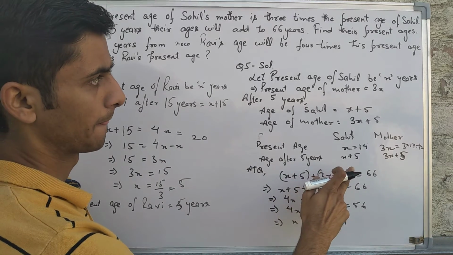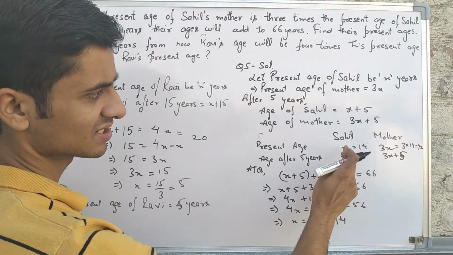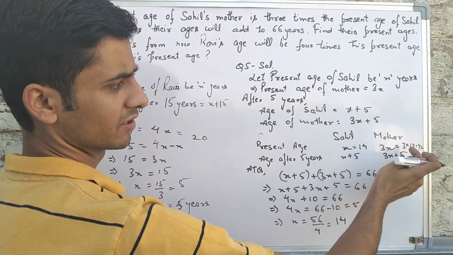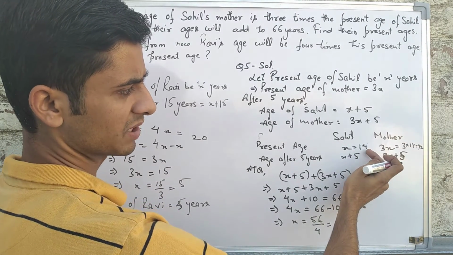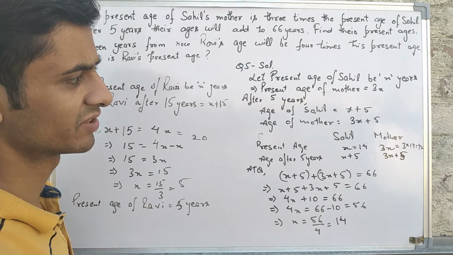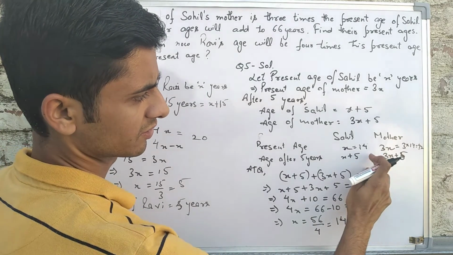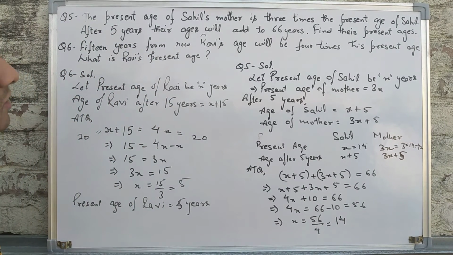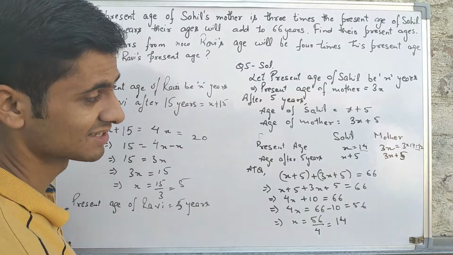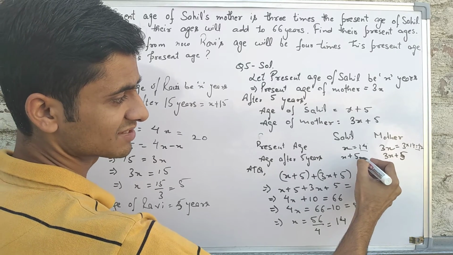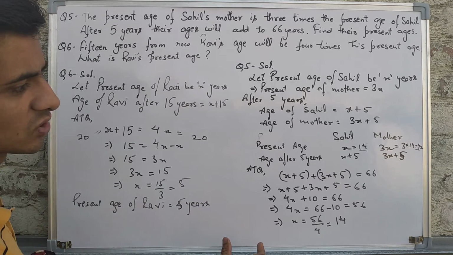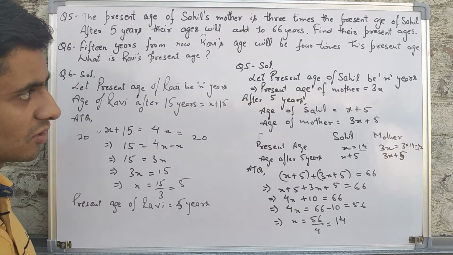Over here, we have calculated ages 14 and 42, and if you take their sum, 42 plus 14, it comes out to be 56. Present ages sum is coming out to be 56, and ages after 5 years, 56 plus 10, obviously it will turn out to be 66 years. So in this way we can check whether our answers are correct or not.